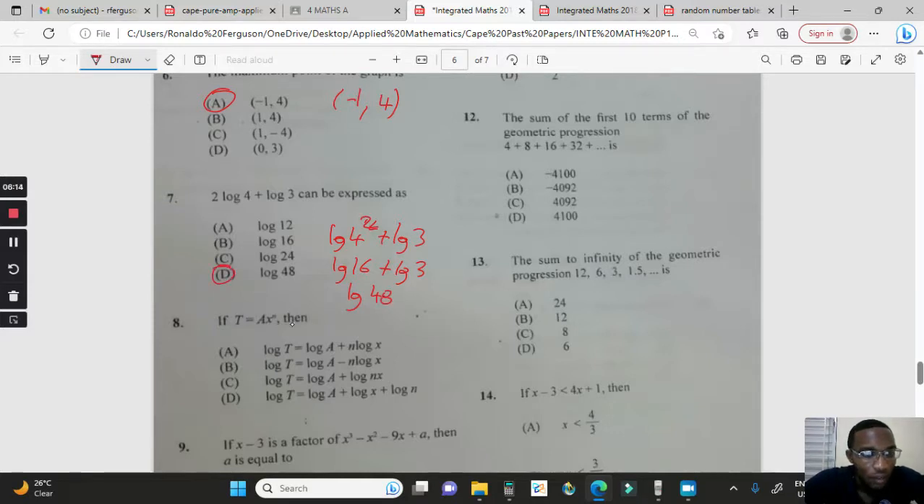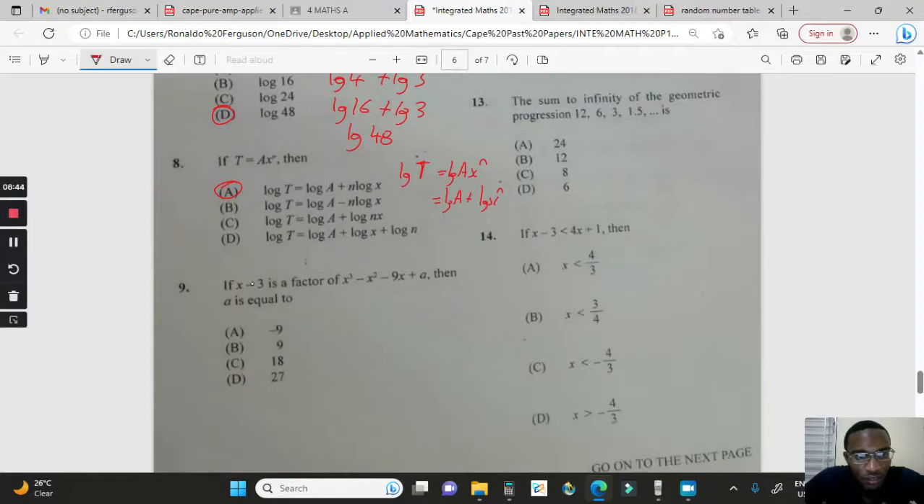This one is a big repeat. I remember explicitly it was log a plus x, was it x log n or n log x? N log x. Alright, this is a repeat question. So remember, you log both sides first. Log of t is log of a x to the n. Then you separate that as log a plus log x to the n and bring down the n in front. So that's how we get it.